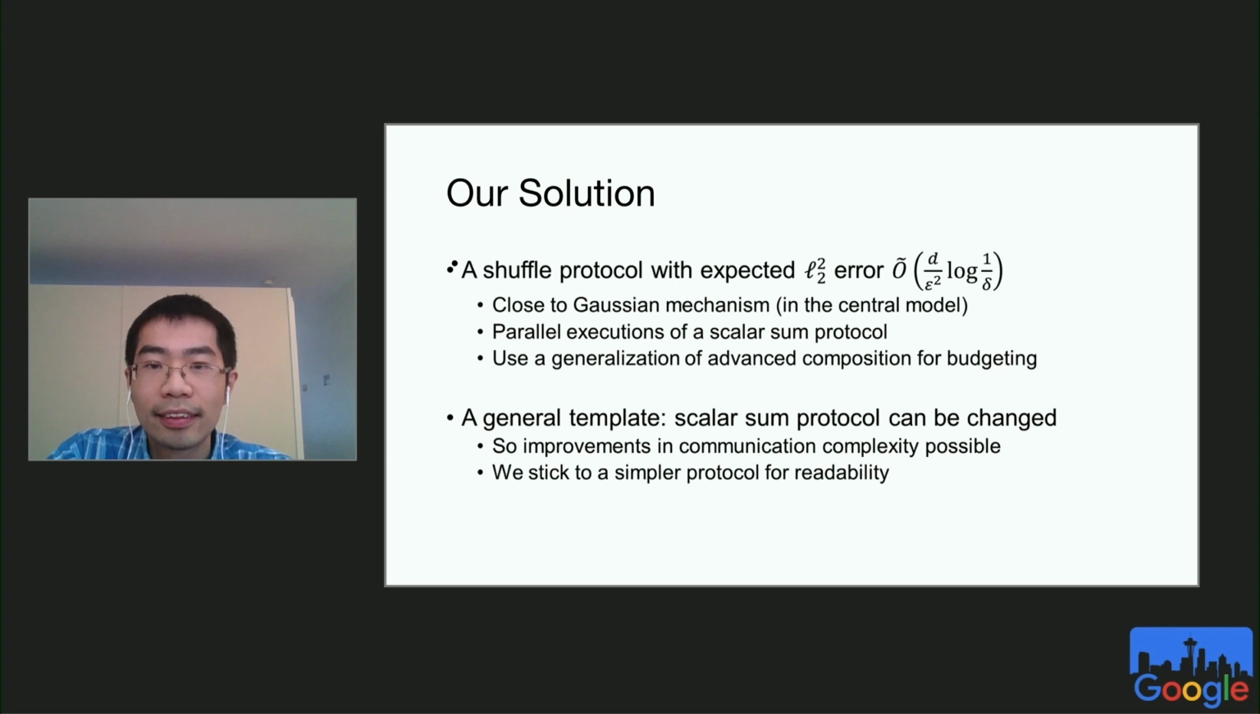Next. Next. Oh yeah, the tilde hides log terms. Next.